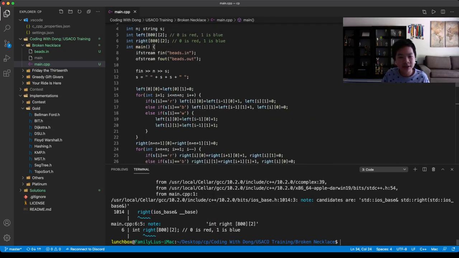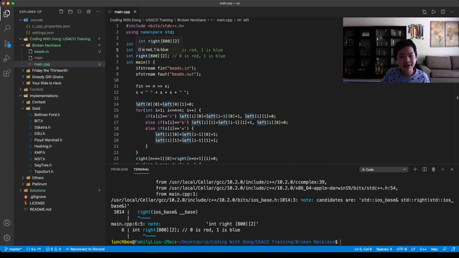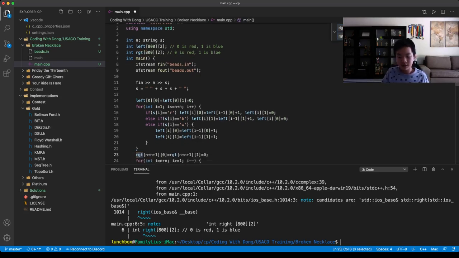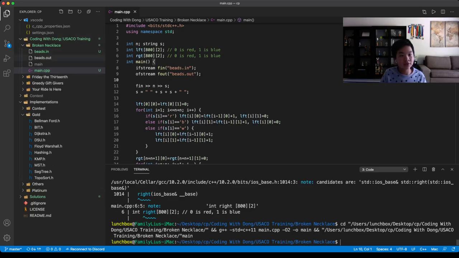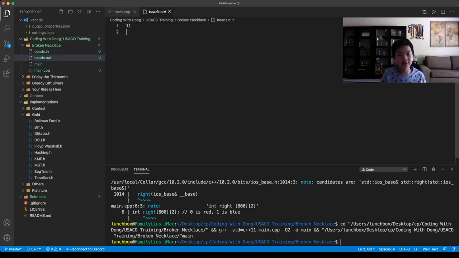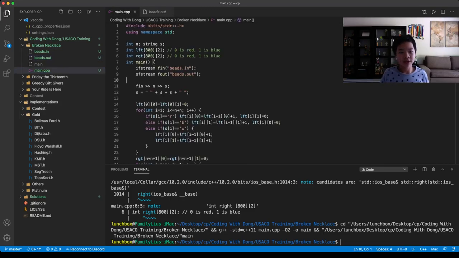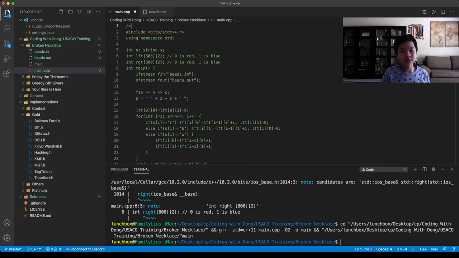Okay. Oh yeah, it looks like right is a keyword, so we can just change it to something else, and left we can change too. Alright, let's run it. Let's see if we produce 11. Looks like that is right. So actually I'll just submit it to check one more time.